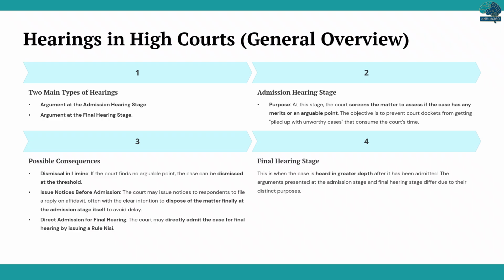During this stage, there are a few possible consequences. A case might be dismissed in limine if no arguable point is found, or the court might issue notices before admission asking respondents to file a reply, often with the intention of resolving the matter quickly. Alternatively, the court might directly admit the case for a final hearing by issuing a rule nisi. The final hearing stage is where the case is heard in much greater depth after it has been formally admitted. The arguments presented at these two stages differ significantly due to their distinct purposes.